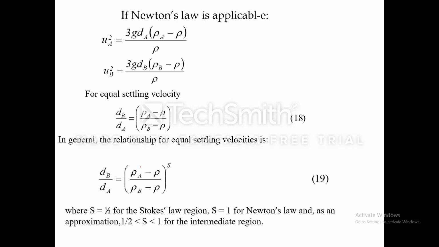If Newton's law is applicable, U terminal A and U terminal B are computed for equal settling velocity. In general, the relationship for equal settling velocity will be dB over dA equal (rho A minus rho over rho B minus rho) to the power S, where S is equal to half for the Stokes law region, S equal 1 for Newton's law, and as an approximation, S is larger than half and less than 1 for the intermediate region, and you have to remember this correlation.